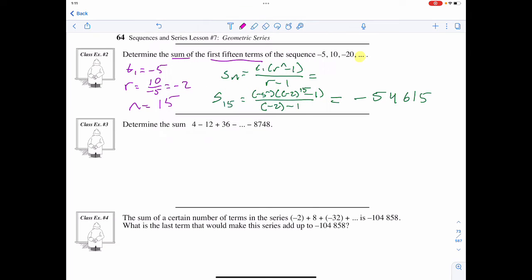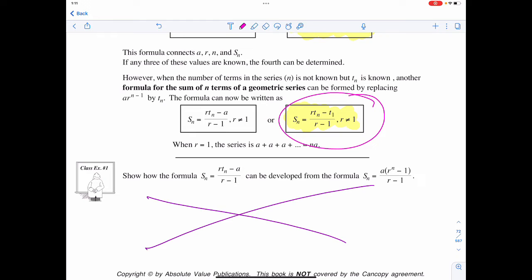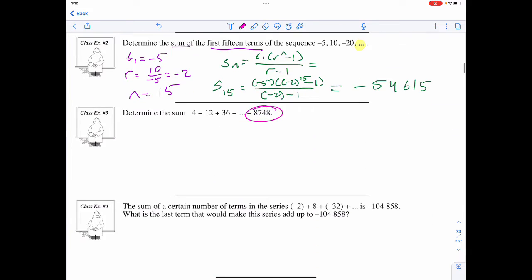For example 3, same process, but in this case, we know the value of the last term. We just don't know how many terms there are in the sequence. Now, the nice thing is when we take a look at that form of our equation, unlike in our arithmetic series, where in every case we need to know how many terms there were, in this case, you don't need to know the number of terms. You don't actually need to know the n value as long as you know the first term, the last term, and you can find the common ratio.